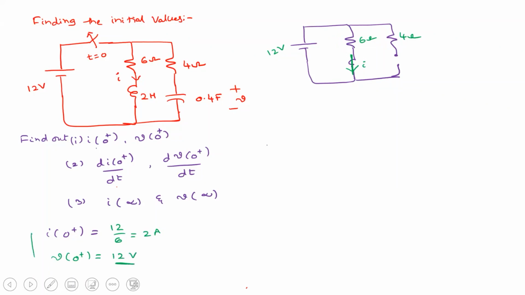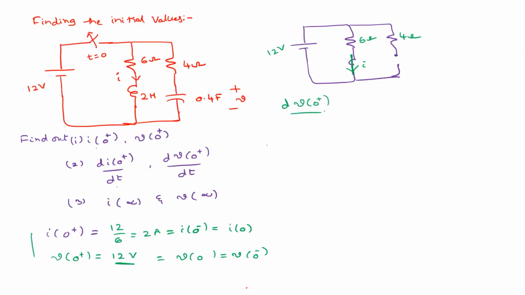So I of 0 you found. So that means I of 0 plus is also equal to I of 0 minus, and V of 0 plus is also equal to V of 0 minus. These are the basic equations that we developed right at the beginning of the course. Understood?